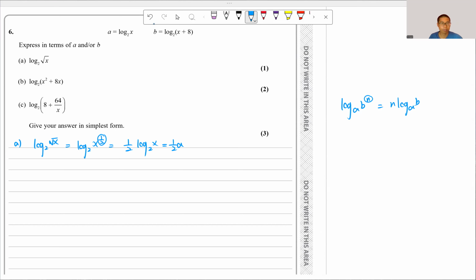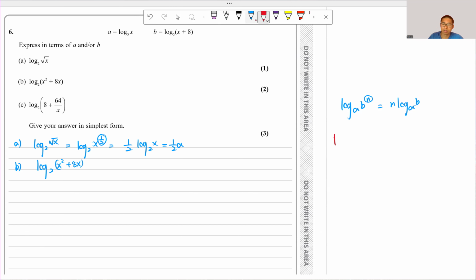And then for part B, we have log base 2 of (x squared plus 8x). So a very important thing for logarithms is there's no such rule as log base a of (x plus y).